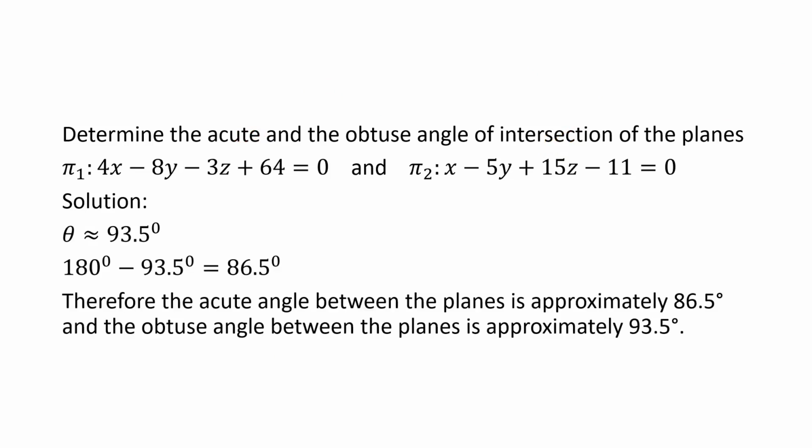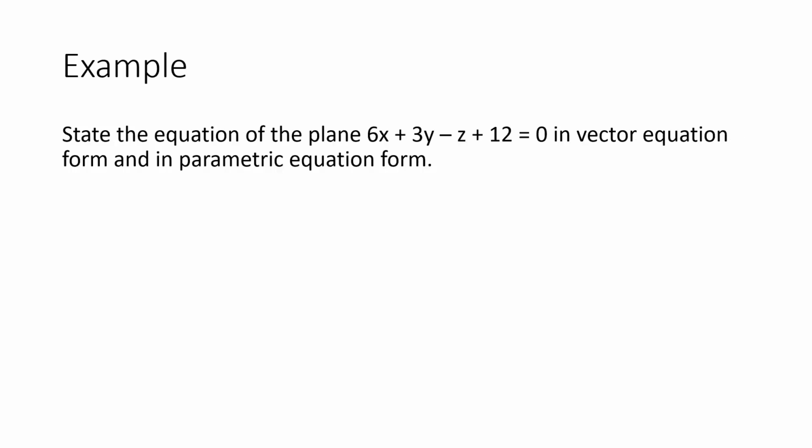And so we'll be able to say that the acute angle between the planes is approximately 86.5 degrees, and the obtuse angle between the planes is approximately 93.5 degrees.